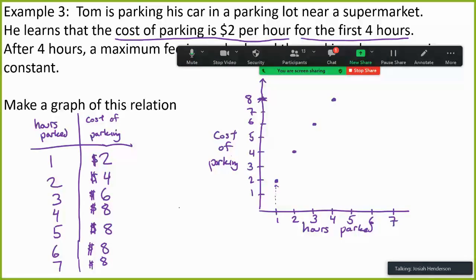And then from there, 5 is also 8 high for the cost. 6 goes to 8 and 7 goes to 8. So that all the rest are going to look like this. Over to 5, but still up to 8. It's a straight line across. And if we connect these, then our graph could look like this.